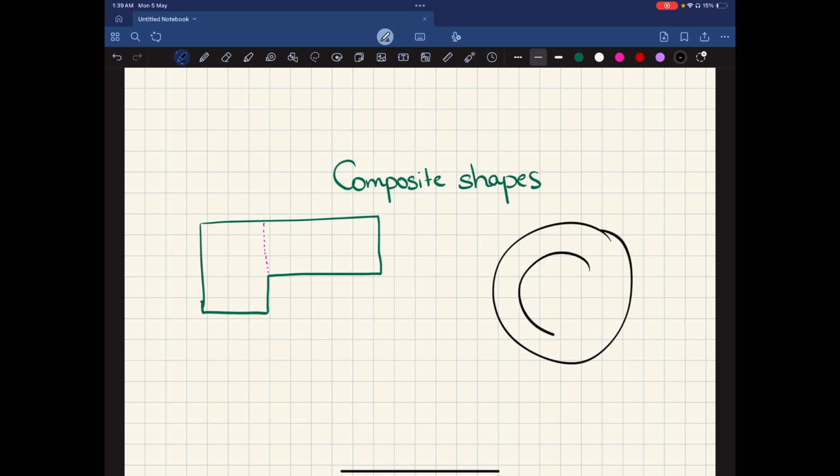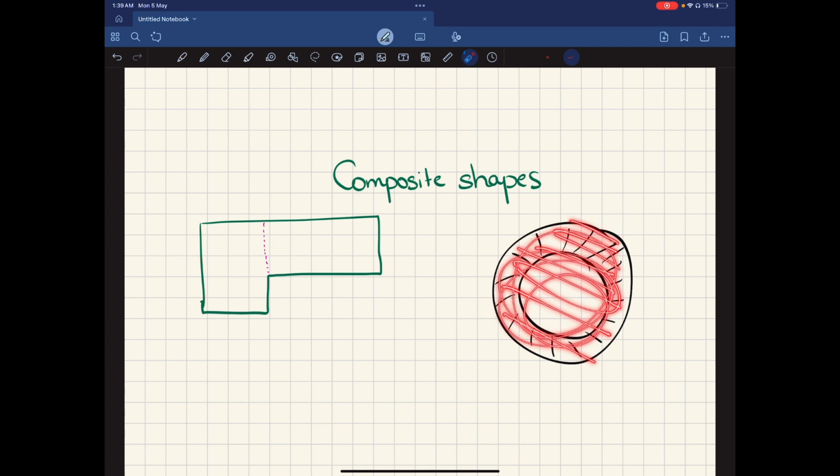At times, for example, if you have such a shape, they're asking you to find the area of the shaded region. Now this ring is also a composite shape. It is made up of two circles. How can we calculate this shaded region? First we're going to calculate the area of the bigger circle. Then we are going to calculate the area of the smaller circle and subtract it from the area of the large circle.